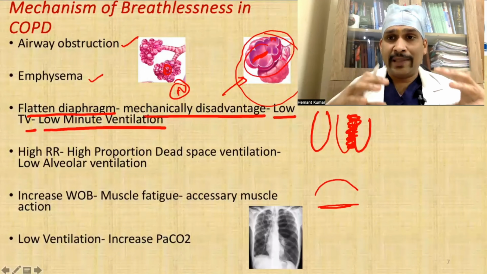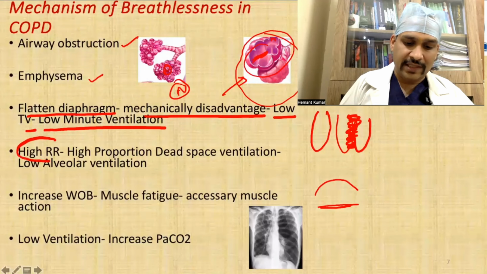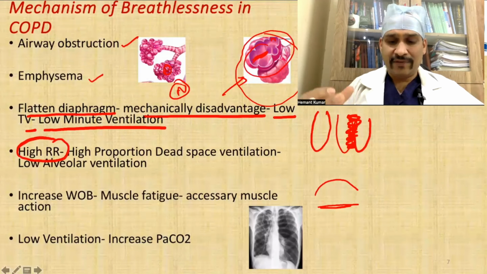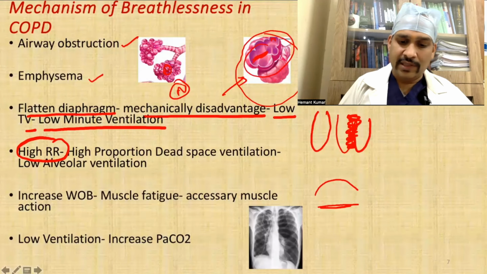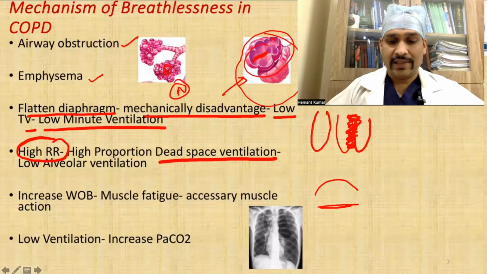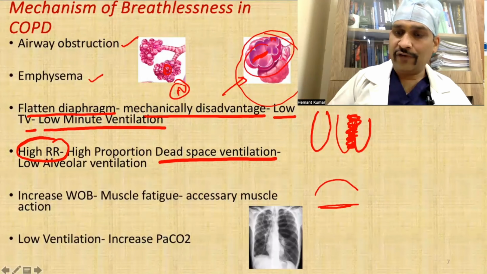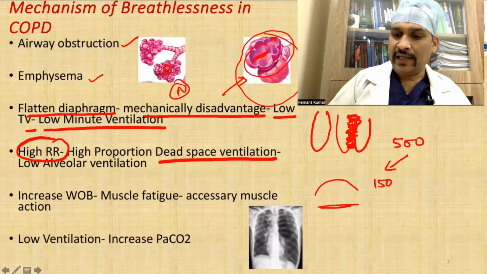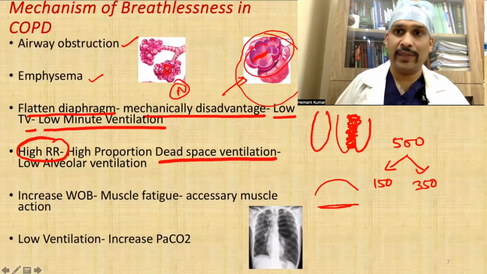When the lung is not getting enough ventilation, what will happen? To meet the metabolic demand, respiratory rate will increase. When respiratory rate increases, there will be increased dead space ventilation. Now you can understand that because of high respiratory rate, there is increased dead space ventilation. Can you tell why? See, say for example, normal tidal volume is 500 ml. So dead space ventilation is 150 ml, and alveolar ventilation is 350 ml normally.